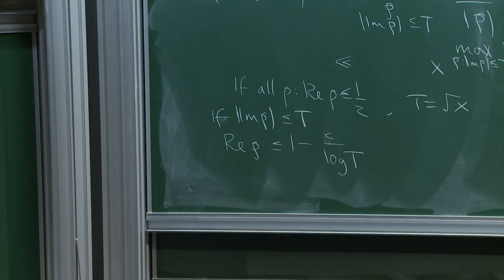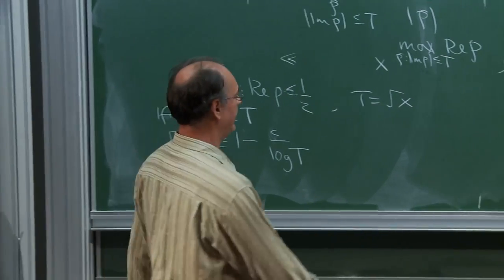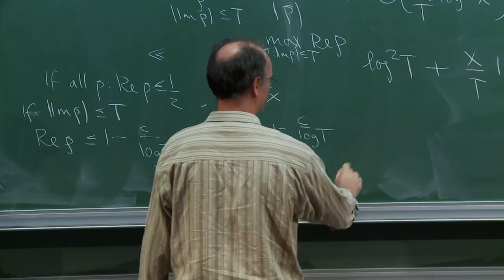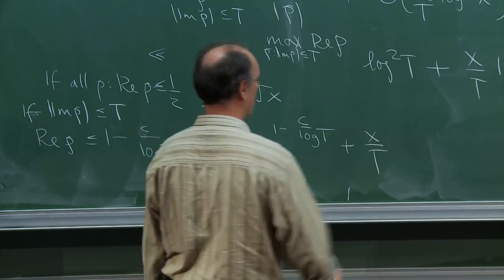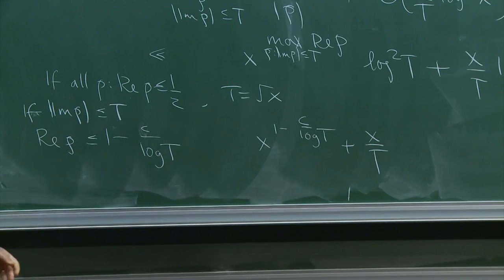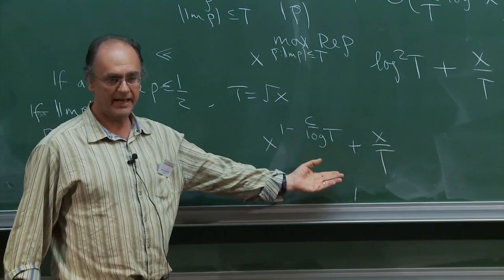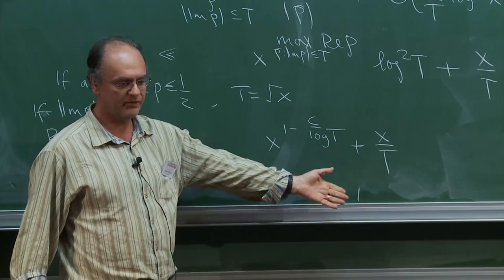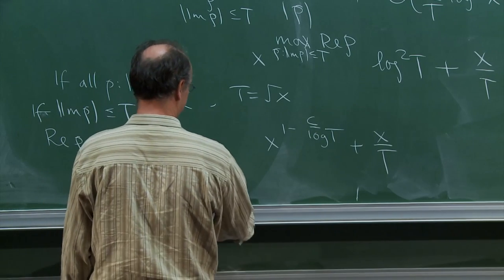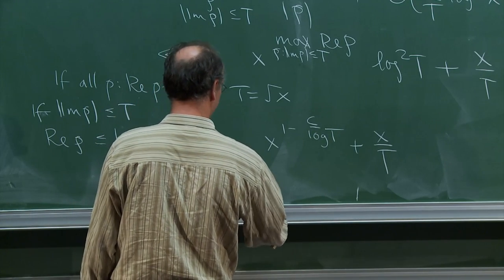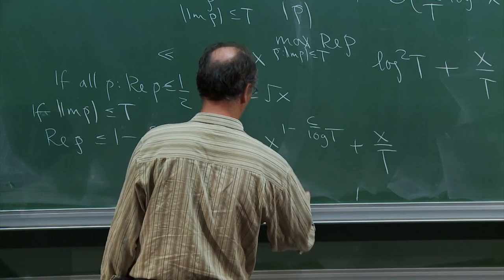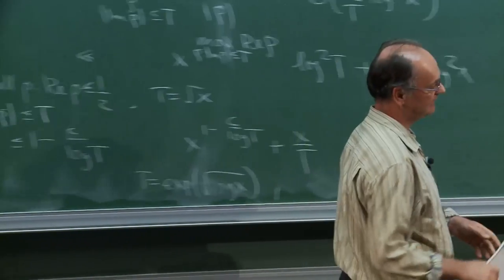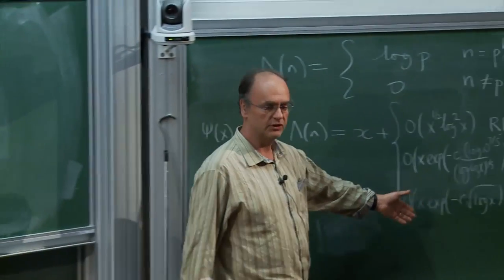Okay? And if we can do that and we just plug it in, let's just forget the logs. So these are the main terms up to the logs. And then if we want to minimize this, the way to do it is to equate the x to the c over log t with the x over t. That'll require us to take something like t as exponential of root log x. And then when we plug that in, we'll get the standard error term one gets in the textbooks.